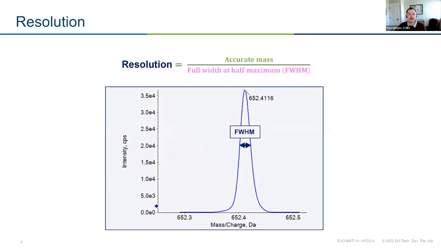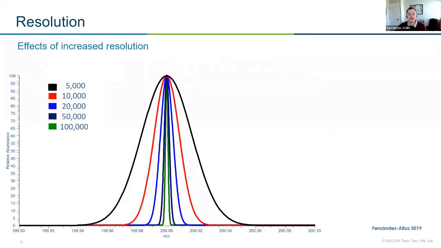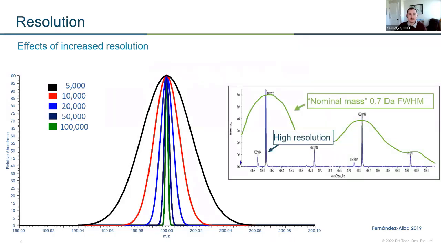Another variable that we'll hear a lot about would be resolution. Resolution, again, incredibly important, but when we think about what it actually is, it's pretty simple. We're just taking the accurate mass, or that measured mass, and dividing it by the width of our peak. So when we think about what that means, as our peaks get more defined or narrower, our resolution is increasing. If we start with something like a 5,000 resolution, our peak is much more broad than if we go all the way to 100,000 resolution. And when we compare that to something like a nominal mass instrument, it's a big difference.